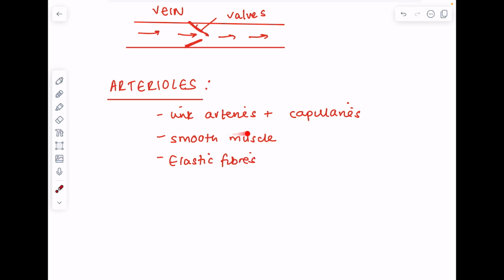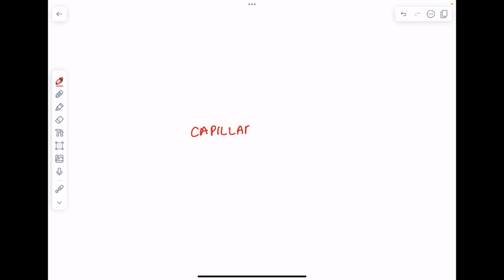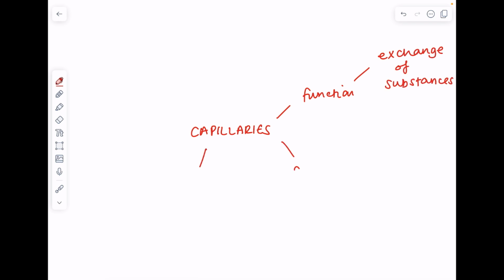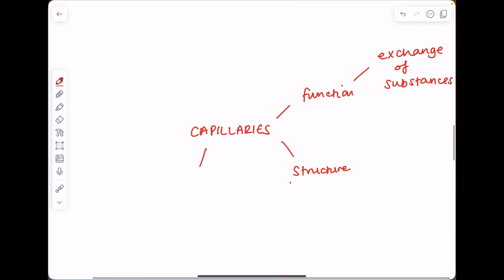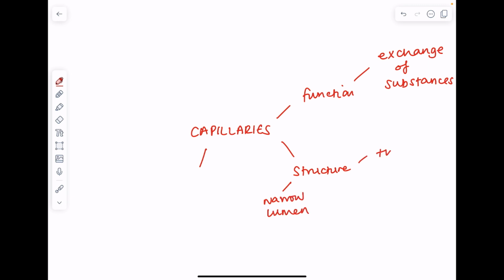They have more smooth muscle compared with arteries and fewer elastic fibres compared with arteries. And they also have a smaller lumen compared with arteries. If we really focus in on the capillaries, remember that their function is the exchange of substances. In terms of their structure, I already mentioned, but I might as well pop it here in the spider diagram. They have a narrow lumen, thin walls.